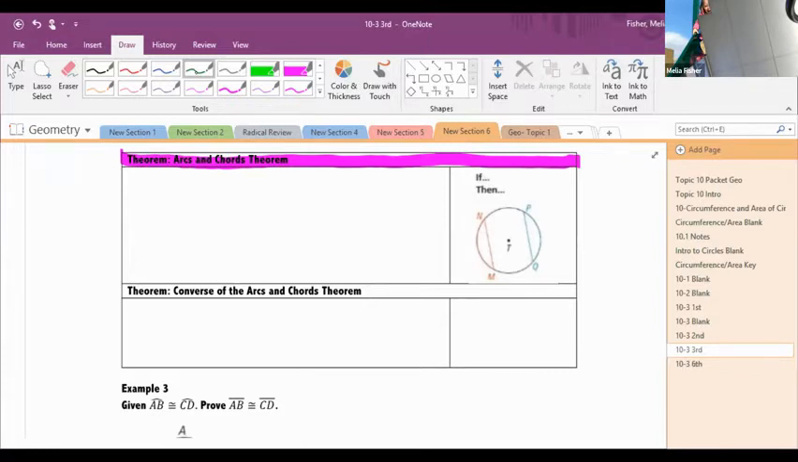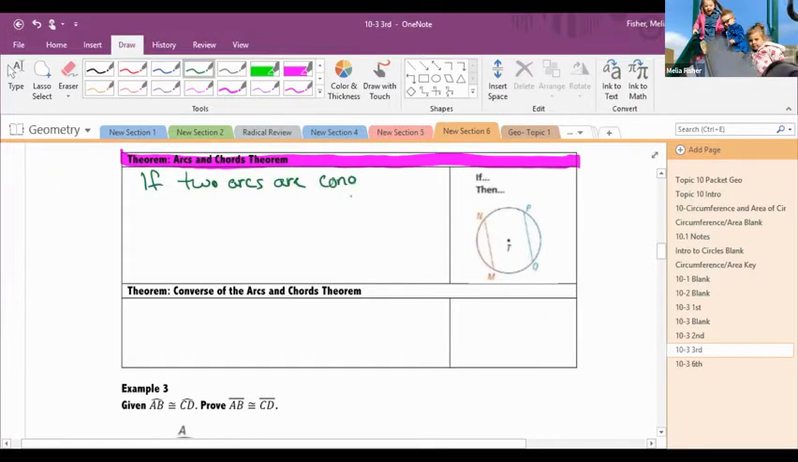Chords theorem, where are you? Oh, there we are. Okay, if two arcs in a circle are congruent, then their chords are congruent. If two arcs are congruent, you can use the symbol if you want, then their chords are congruent.